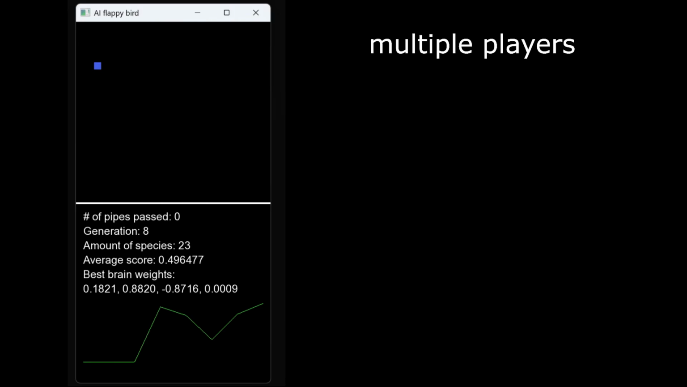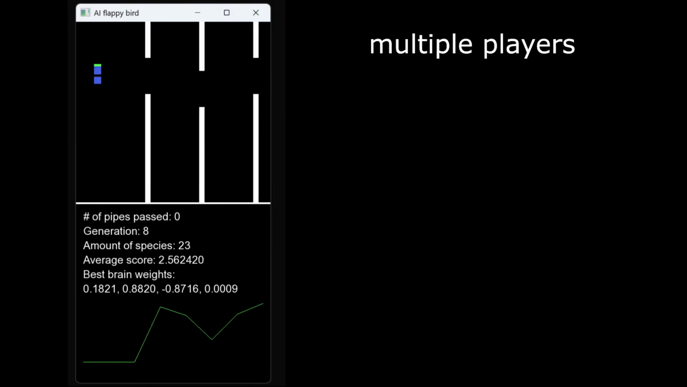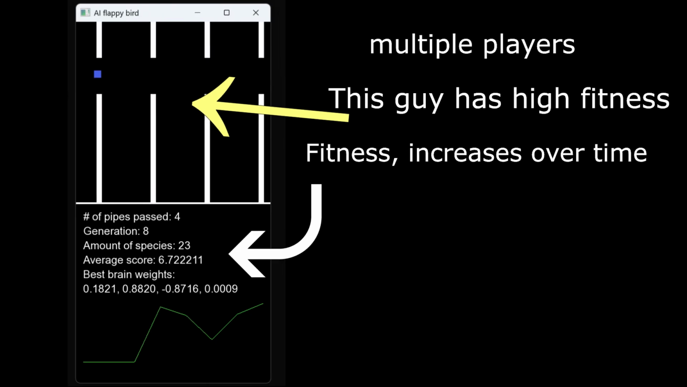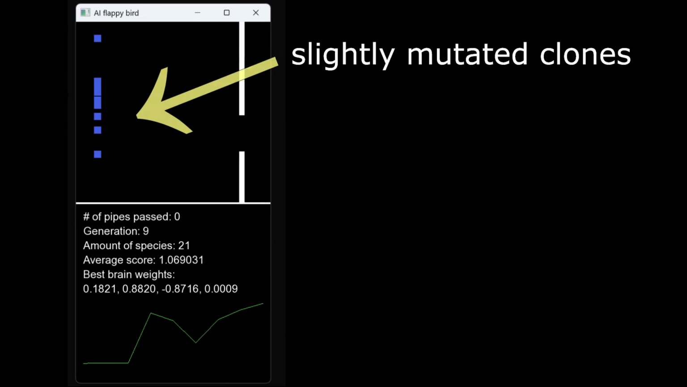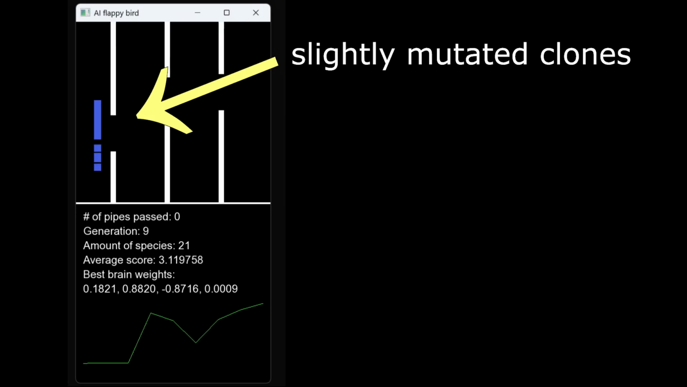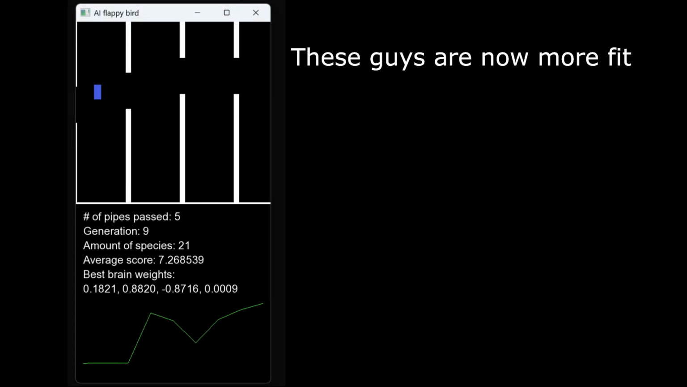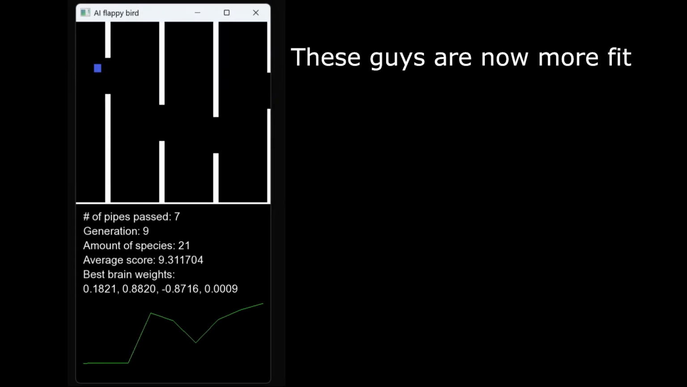For this project, we use the genetic algorithm. How this works is that you have multiple players and then see how long each of them live, which is their fitness. Players with high fitness are cloned and mutated slightly, and the process repeats until eventually the players evolve to become very fit. This imitates how genetics are passed on, and that's why it's called the genetic algorithm.